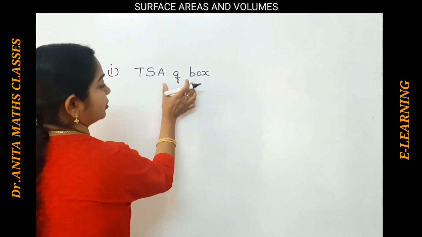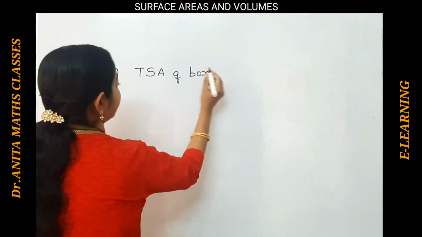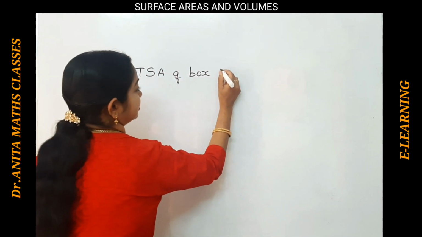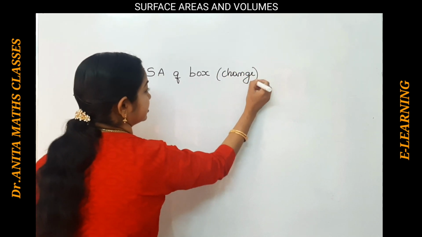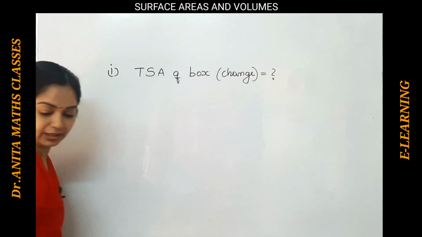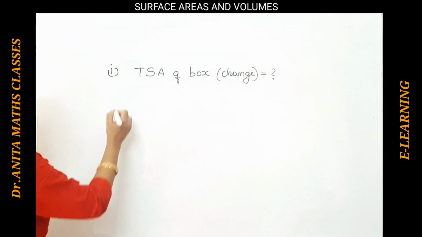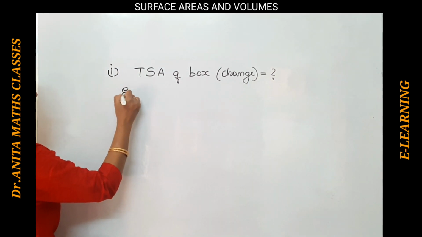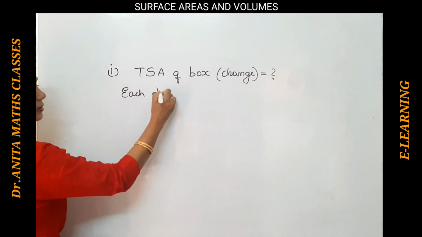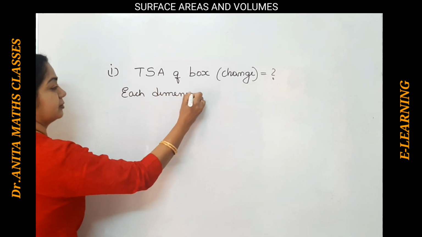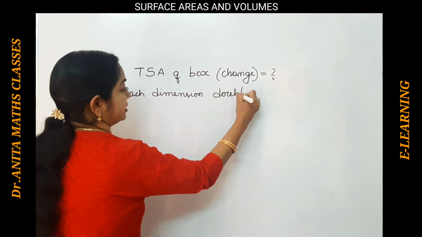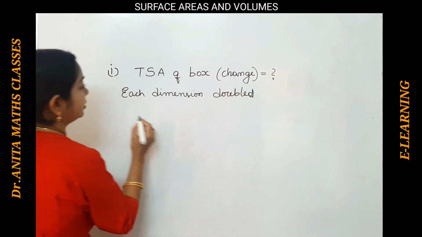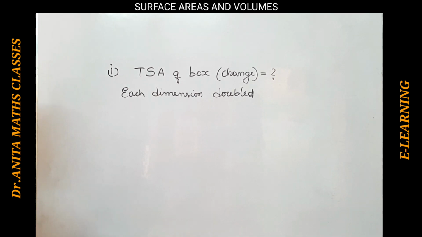The change in the total surface area we have to find, how much it changes. So we need to find this. Here the condition is that each dimension is doubled. That means here we know the TSA of a box.